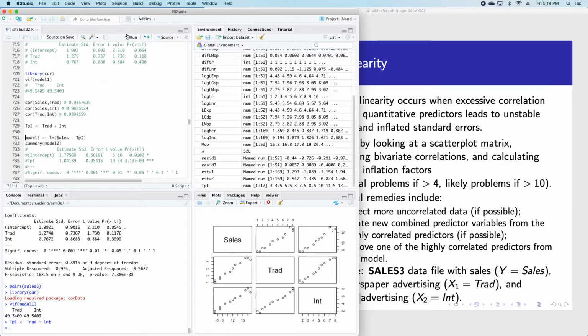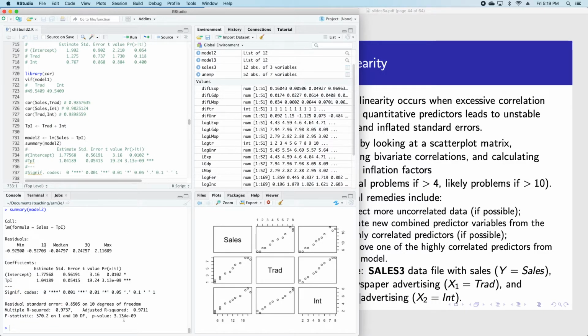and then fit my new model and summarize it. And if we look at the value of R squared, it's pretty much the same. It was 0.974 before, now it's 0.9737, and look at the significance of my combined predictor. Highly significant. This number is 3.13 times 10 to the minus 9. It's essentially 0. The t-statistic is huge.